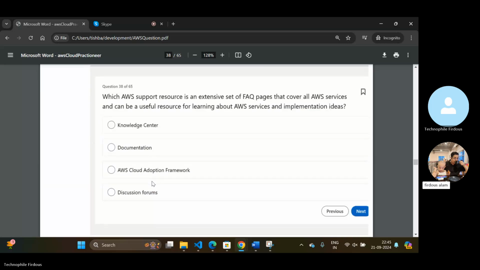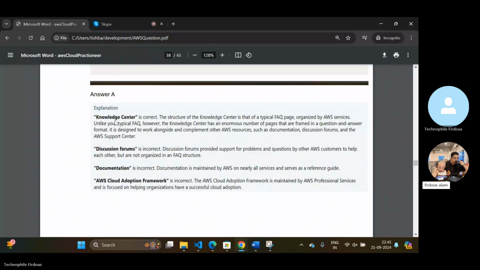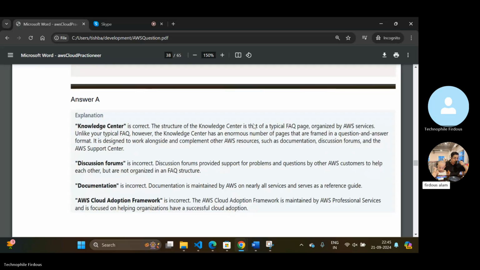Which AWS support resource is an extended set of FAQ pages that cover all the AWS services and can be a useful resource for learning about AWS services and implementation ideas? So this is the knowledge center. I can see FAQ, and when we talk about the FAQ, it is related to the knowledge center. The answer would be knowledge center. Okay. So again, pause this video. Yeah, the answer is knowledge center. Pause this video and see the explanation of why the other answers are not correct. You will be able to understand correctly. Okay, so now let's go to the next one.